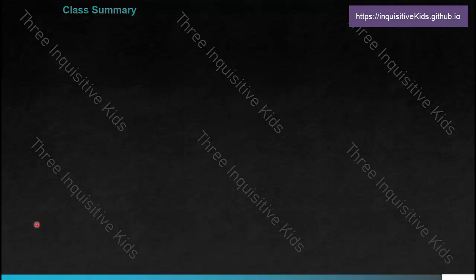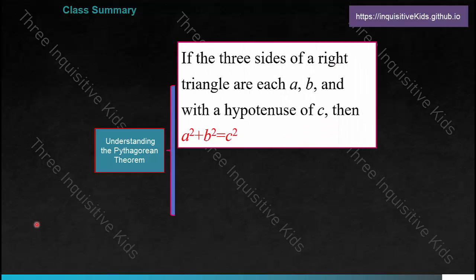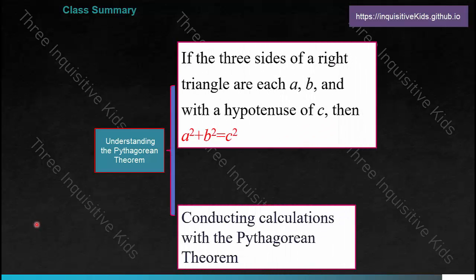So now we're at the class summary. So we have right here, understanding the Pythagorean theorem. If the three sides of a right triangle are a, b, and c, with hypotenuse c, then a squared plus b squared equals c squared. And conducting calculations with the Pythagorean theorem, we kind of went into that, like finding area, all those different types of ways, and finding equality in this.